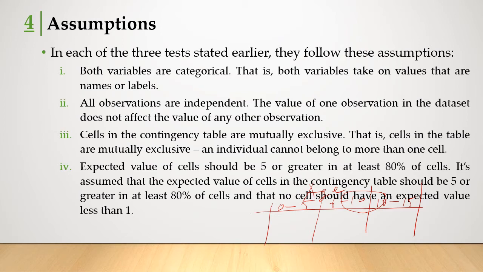All right. The expected value of the cells should be 5 or greater in at least 80% of the cells. Again, let's draw a contingency table, a 2 by 2 table: A, B, C, D. These are the cells we are talking about. 80% of these cells should not contain a value that is less than 5. If it is 5 or greater, that is good. The chi-square can give you an estimated value, and your results will be correct. But if it is less than that, it is not able to give you correct results.